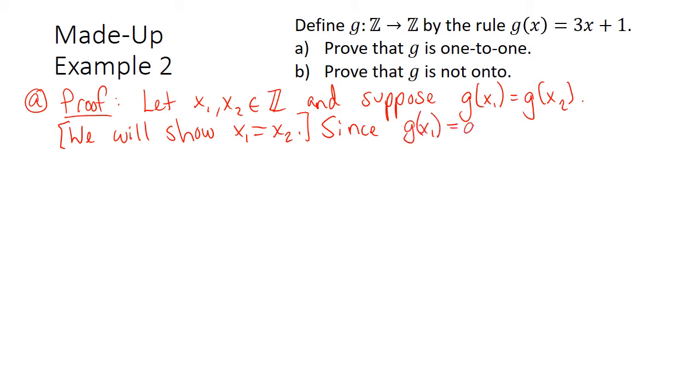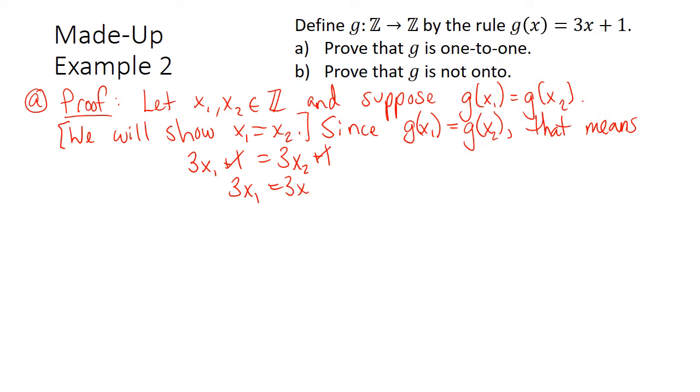Okay, so we're going to use the fact that g of x1 equals g of x2. You always use whatever you supposed. Try to milk the information out of it. So that means, and now I'm going to use the formula for g. So that means that 3 times x1 plus 1 equals 3 times x2 plus 1. And then I'm just going to simplify, and then finally I get x1 equals x2. So at this point I'm done. Okay, so that's pretty straightforward. Let's do the other part.